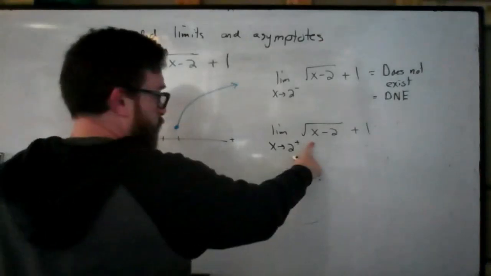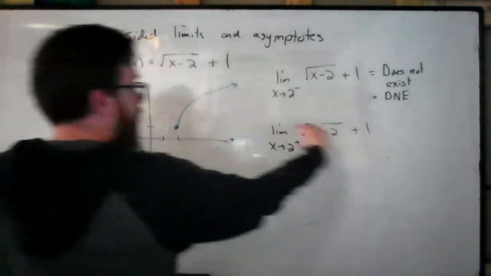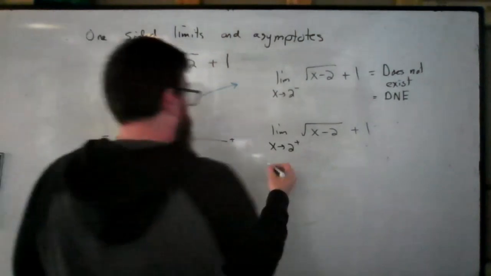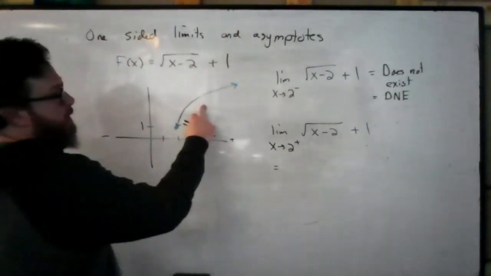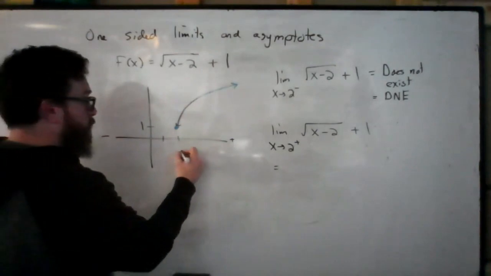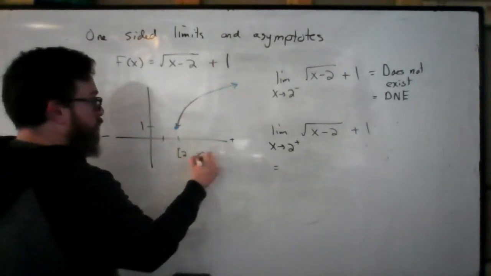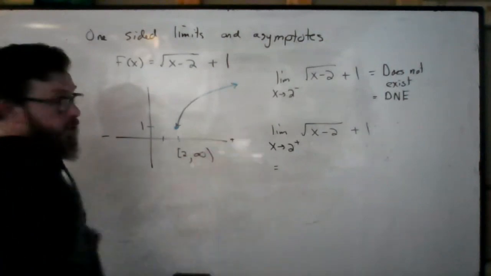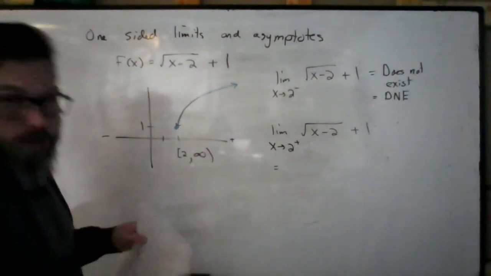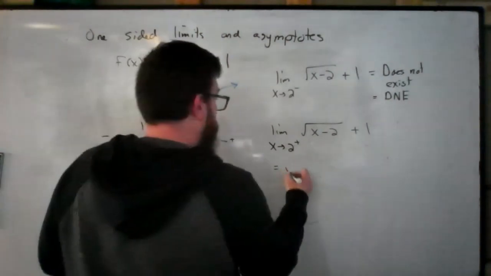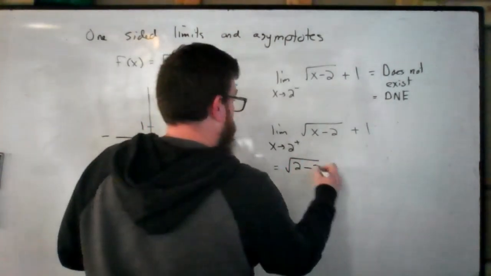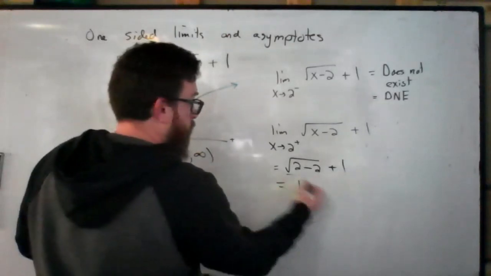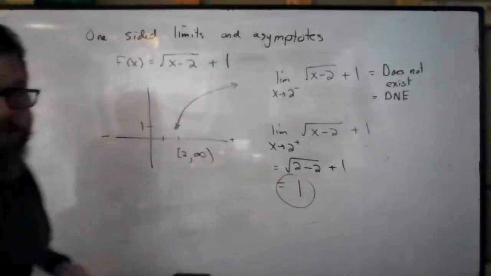As opposed to this one, if I want to approach from this right-hand side, the limit is approaching 1. And the reason why is this function is defined for all of these x values. Its domain is going to go from 2 to infinity. That's the domain of this function. So this function is defined at x equals 2, which means I can just plug in x equals 2. So square root of 2 minus 2 plus 1, square root of 0 is 0, plus 1, which is going to be 1. And that's how you find that limit.